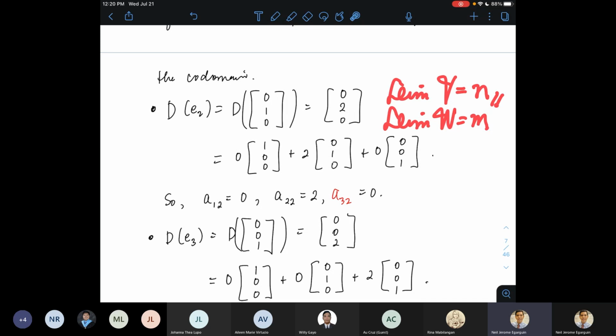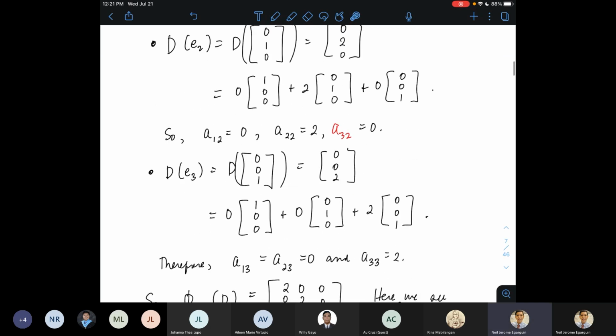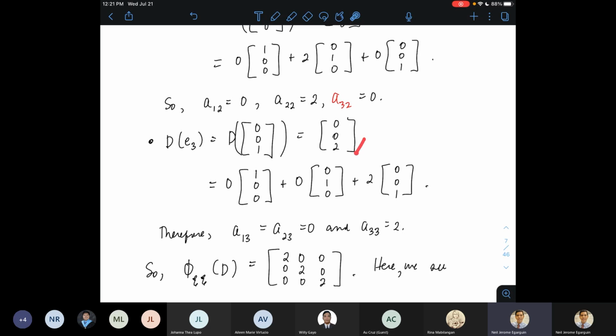Kasi yung mga, kung pang ilang basis element siya, yun yung ginagamit ko as the column number. Okay, so that's why the dimension of the domain must be the column dimension of the corresponding matrix. And then lastly, I'll do that again for the third basis element with respect to the basis for the domain. Kukunin ko yung image ng basis element na yon.